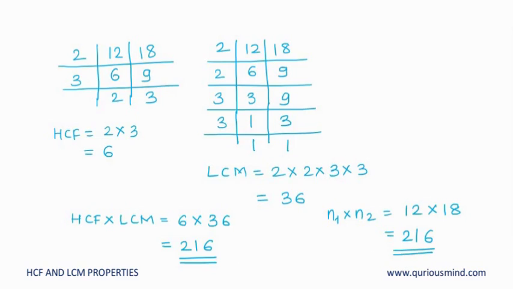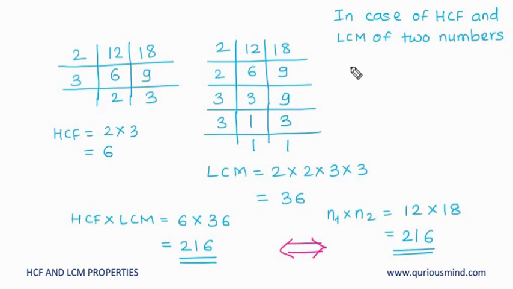What do you see? We see that in both places we got 216. And that's one property of HCF and LCM when we are talking about two numbers: N1 into N2, number 1 into number 2, is the same as HCF into LCM.